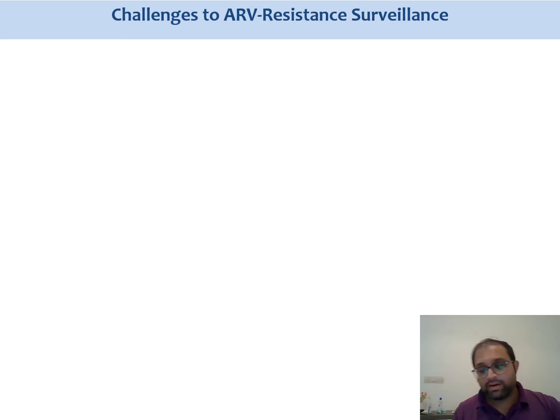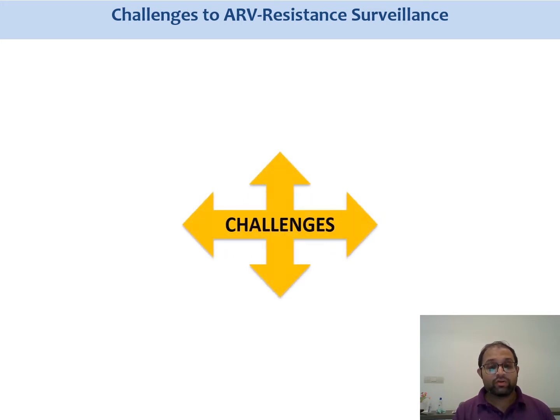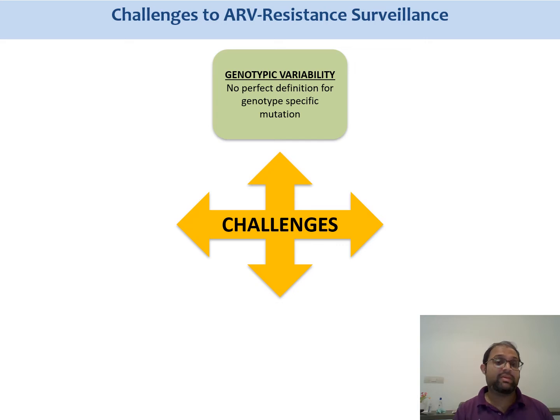So before I move on to discussing the results from our lab, I think an important slide would be to look at some of the challenges related to ARV surveillance resistance research. Foremost is genotypic variability. There's no perfect definition for genotype specific mutation even to date. We talked about there being over 120 different recombinant forms, so it's very, very hard to classify which mutation is specific to which genotype.